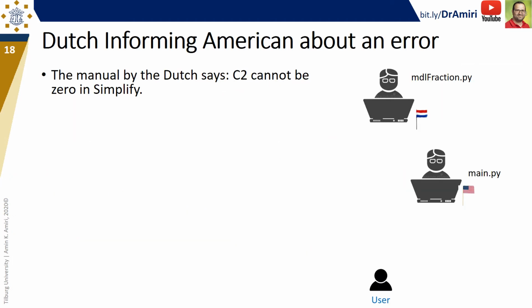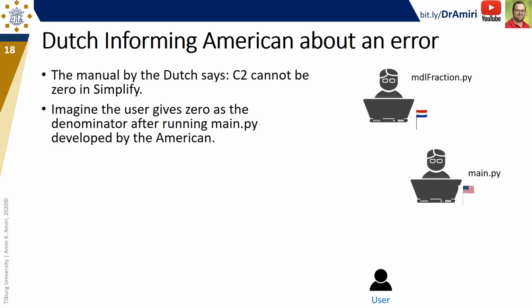Here we want to learn how the Dutch programmer, the backend programmer, can inform the front-end programmer, the American programmer, about a runtime error. So assume that the manual by the Dutch says that C2, the denominator of the fraction in the simplify function, cannot be 0. We know that we cannot have a fraction with 0 as the denominator. So imagine, nevertheless, the user gives 0 as a denominator after running the main.py created by the American programmer.